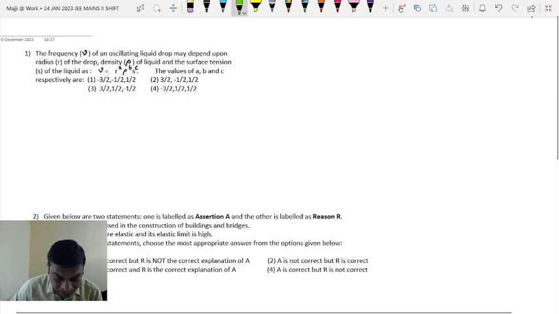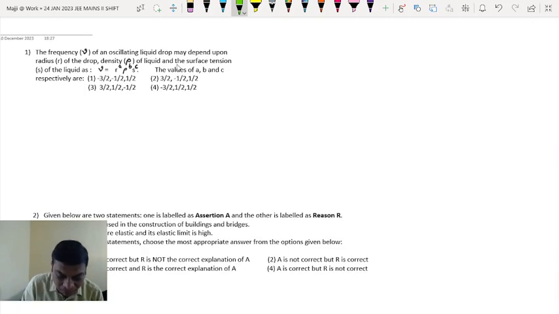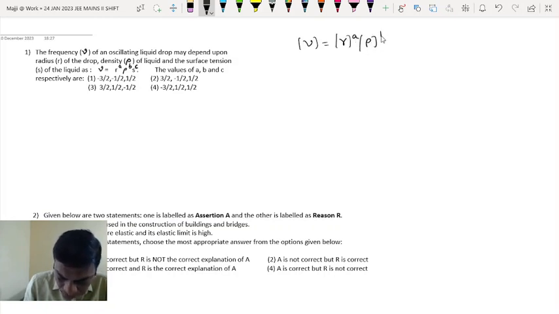The frequency nu of an oscillating liquid drop may depend upon radius r of the drop, density rho of the liquid, and the surface tension S of the liquid as this. The values of A, B, and C are respectively. So this is very simple. This is based on the concept of dimensions and dimensional homogeneity. If this is an equation, then dimensionally it should be homogeneous or consistent. So what does it mean? I'll just let you know.